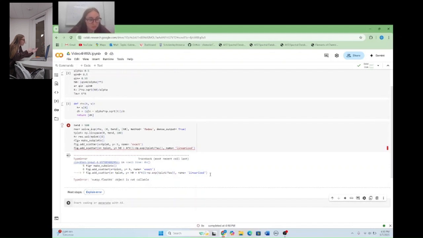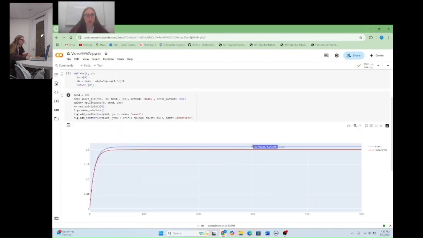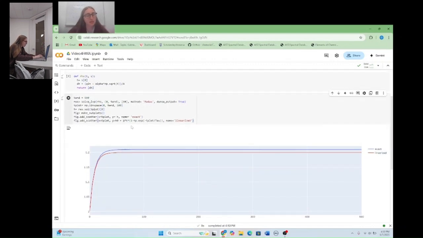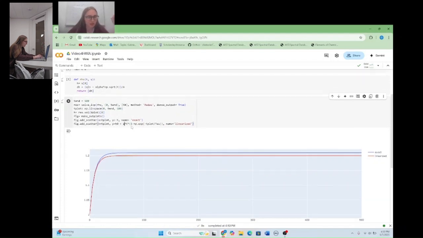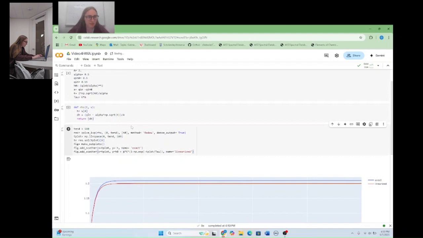Not callable. What was wrong was I had this a here as capital A when it should have been lowercase a, because this is our step function, not our area. I also didn't add the negative sign here for our tau. So this is the correct version of it.